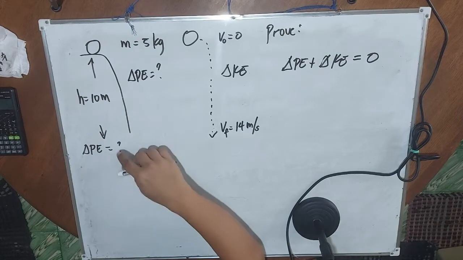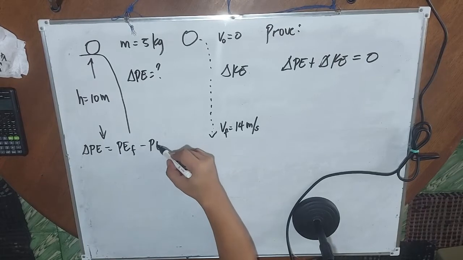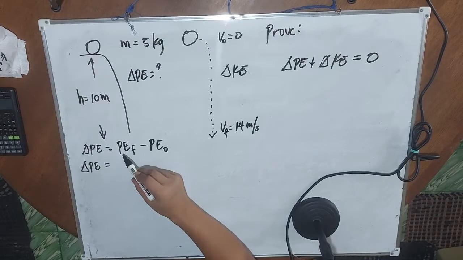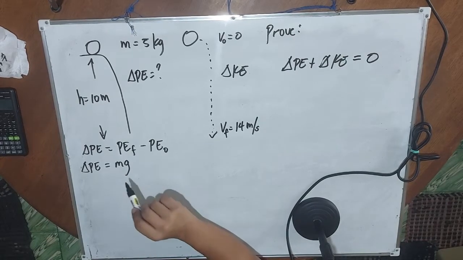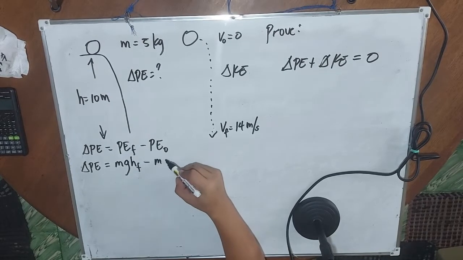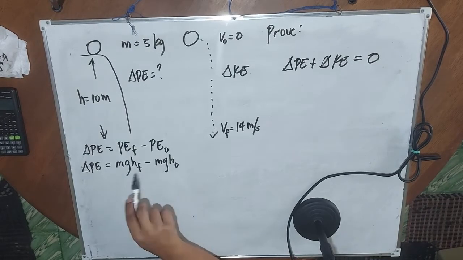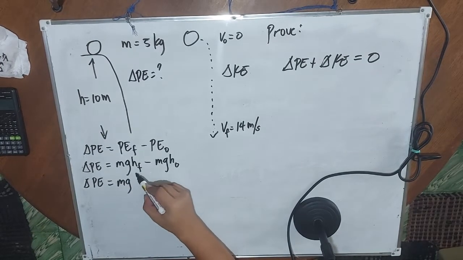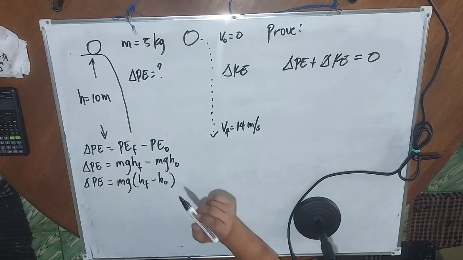So when we say change of potential energy, meron kang potential energy final less potential energy initial. Okay, so the change of potential energy would be equal to potential energy final, which is mass times acceleration due to gravity times the final height, minus mgh initial. Hindi nagbabago ang mass at acceleration due to gravity. Ilalabas ko lang yung mg natin because these are common terms in our equation. So change of potential energy would be equal to mg times hf minus h initial.